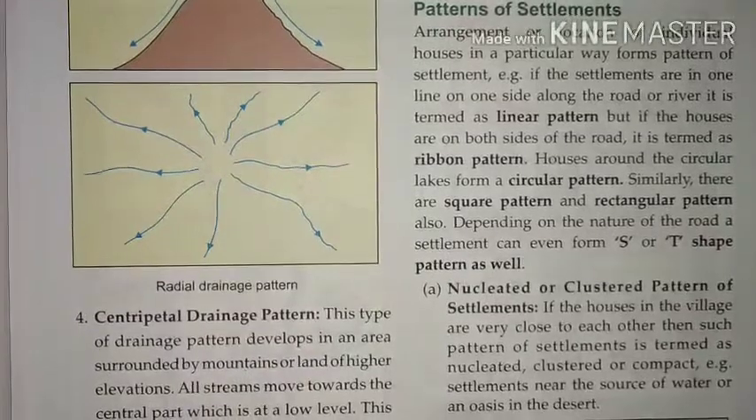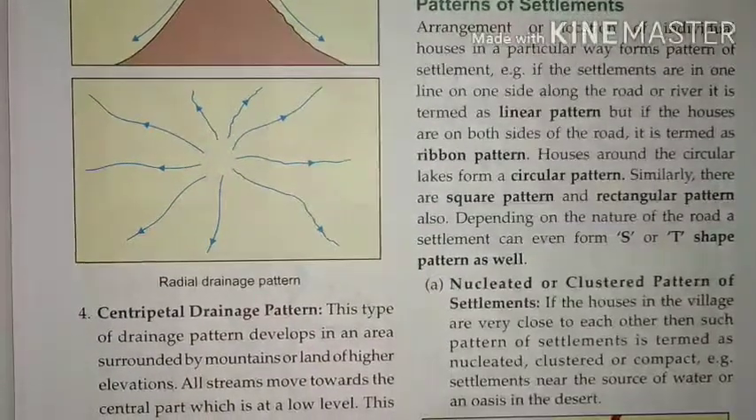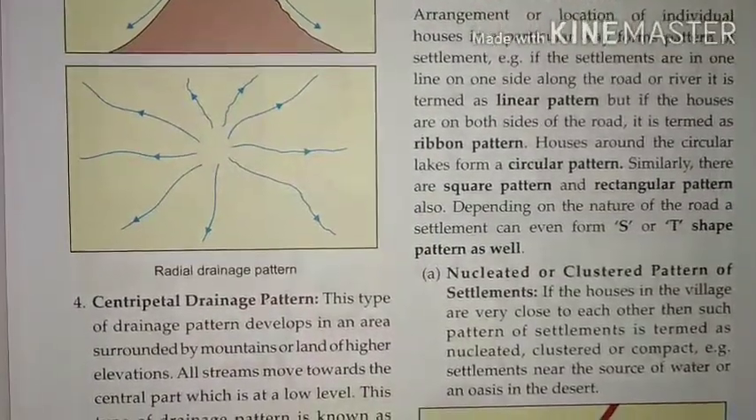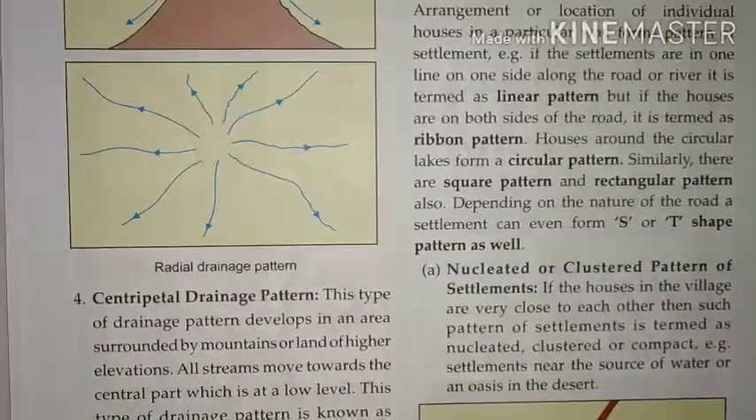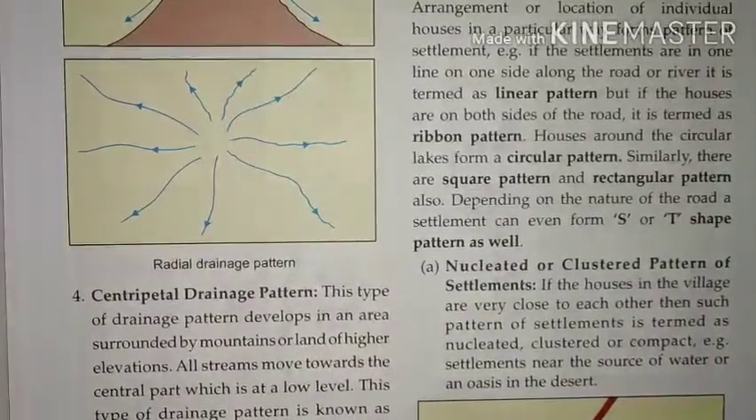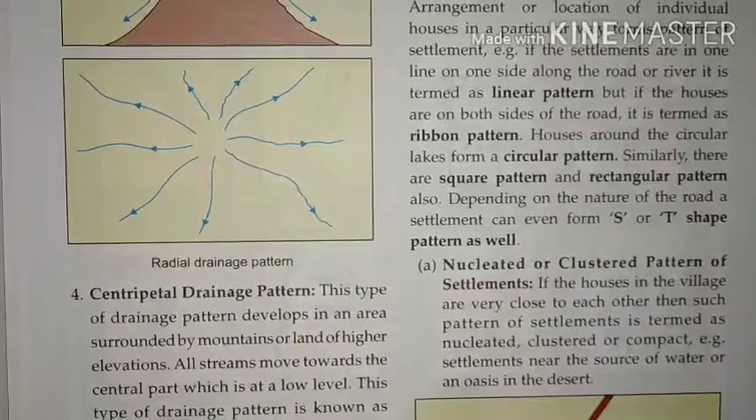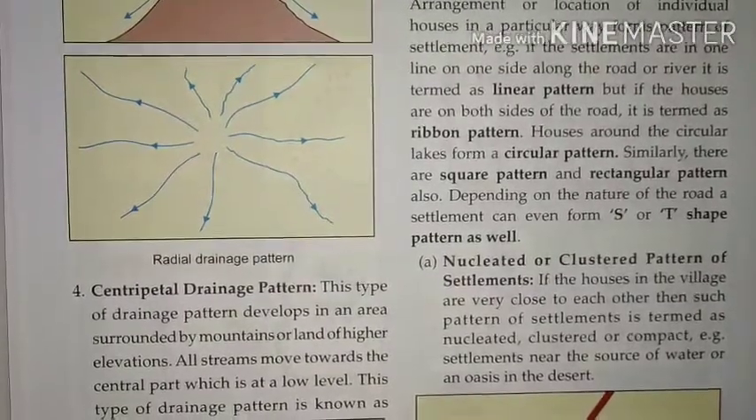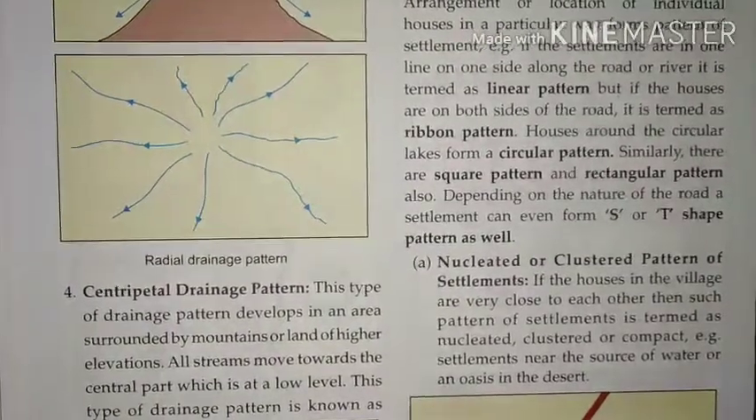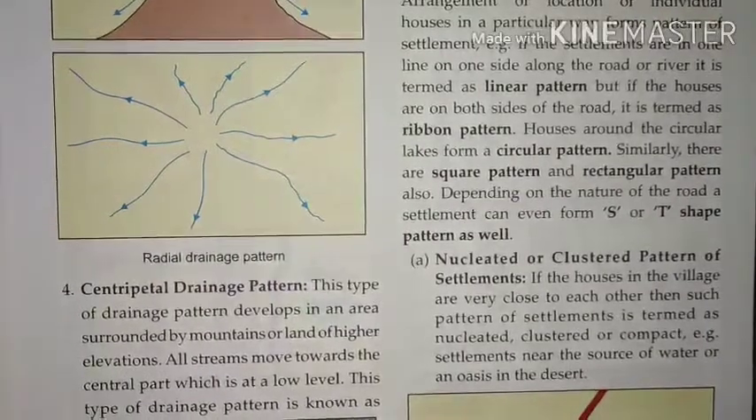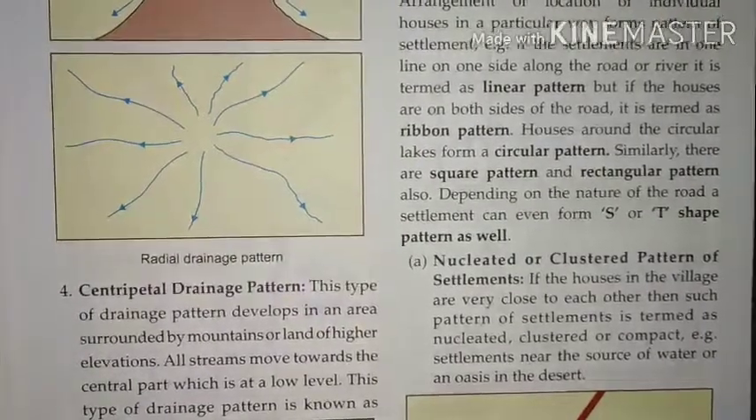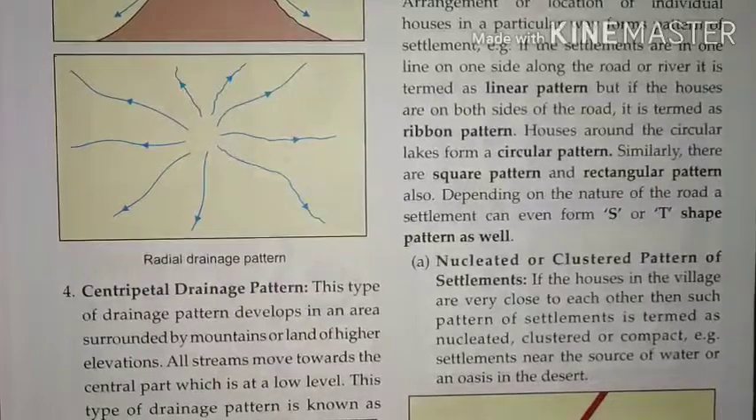Houses around the circular lakes form a circular pattern. Similarly, there are square pattern and rectangular pattern also, depending on the nature of the road. A settlement can even form S or T shape pattern as well. So here we are talking about different types of patterns. It may be linear, that means along the side of a road.